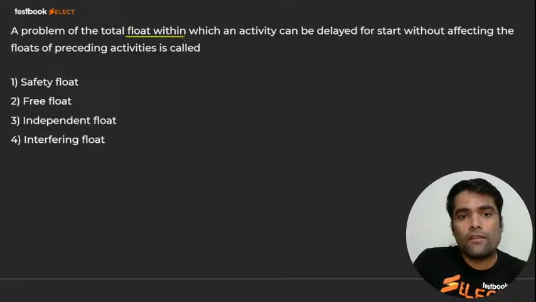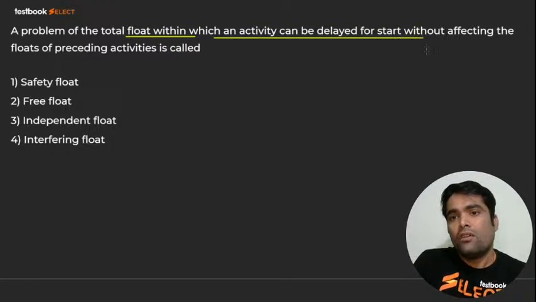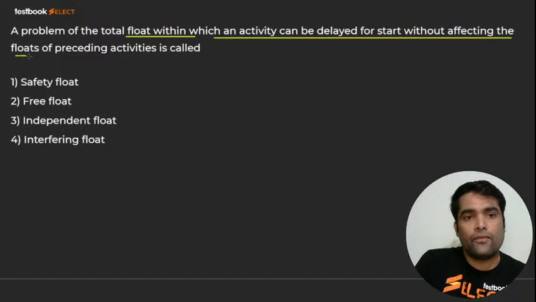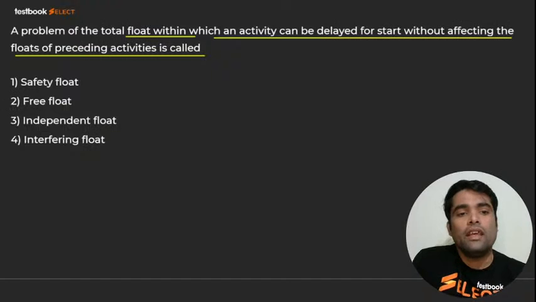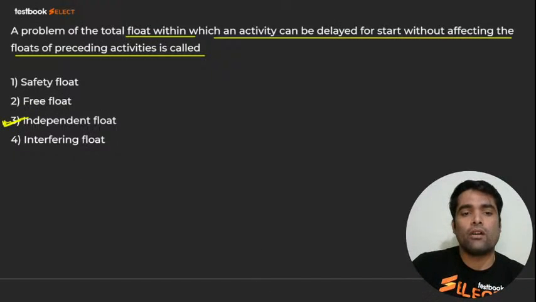The total float within which an activity can be delayed for start without affecting the floats of preceding activities. That will be what, my dear? Independent float. Independent float, right? It should be independent float. Okay. Now we'll go for the next.